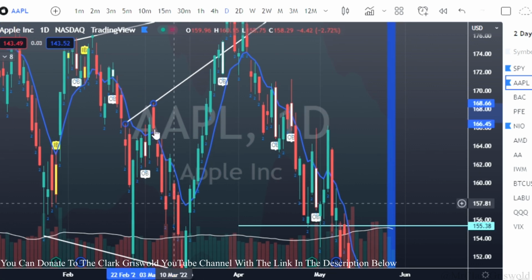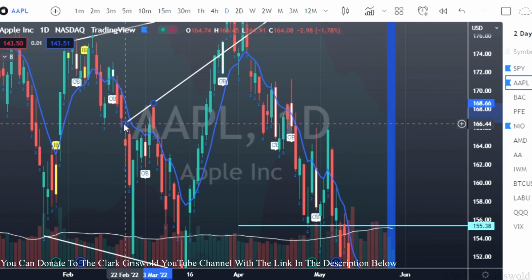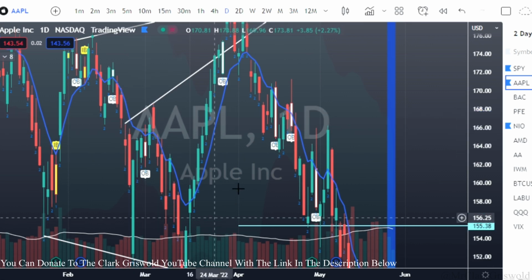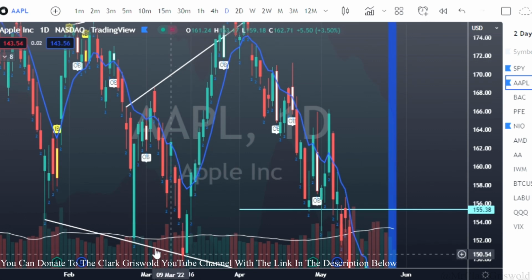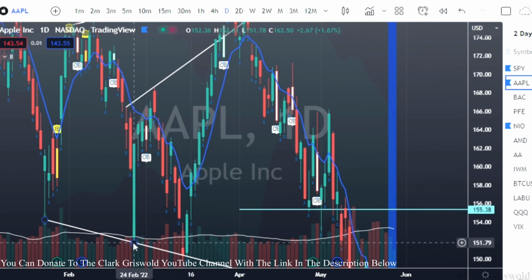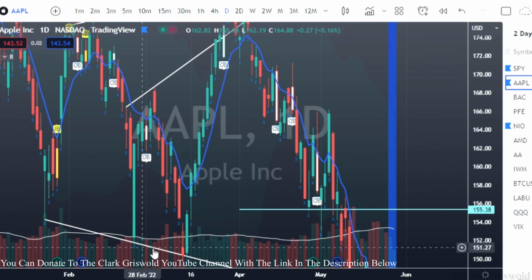So again, I drew that. And even this one works. From here down to here. And we came back up and came back down to this original one. And remember when I drew my two dots, when I drew my line originally, they were these two lows. But then we came back and tagged.